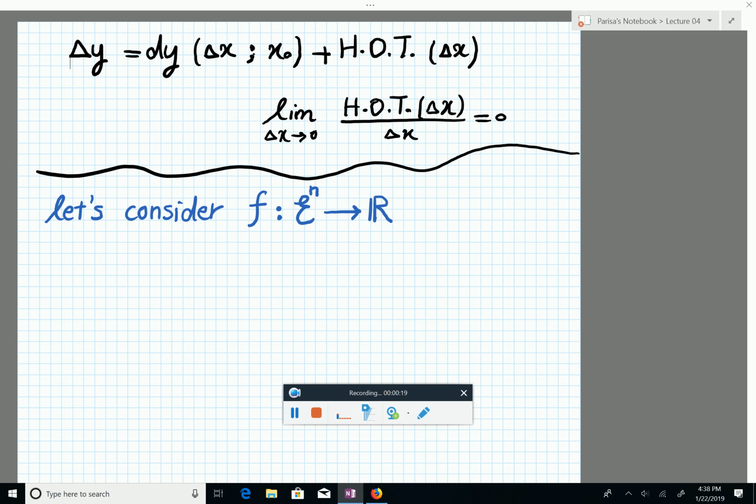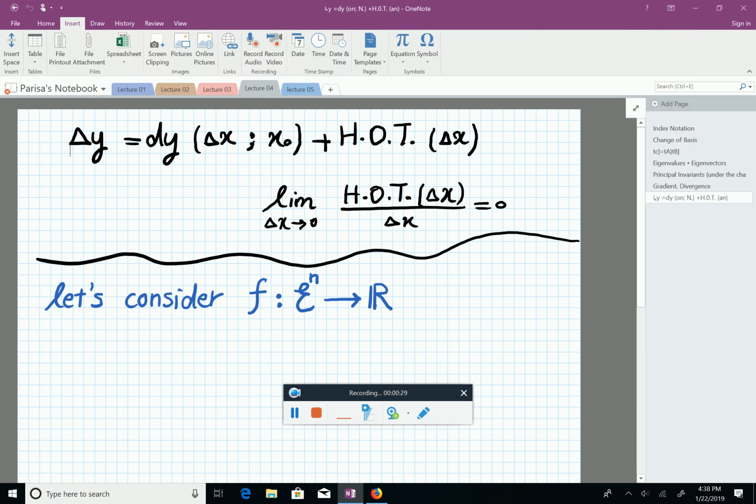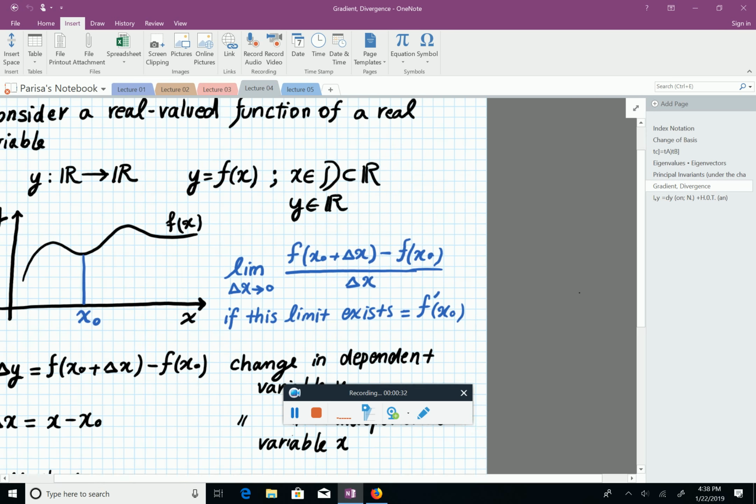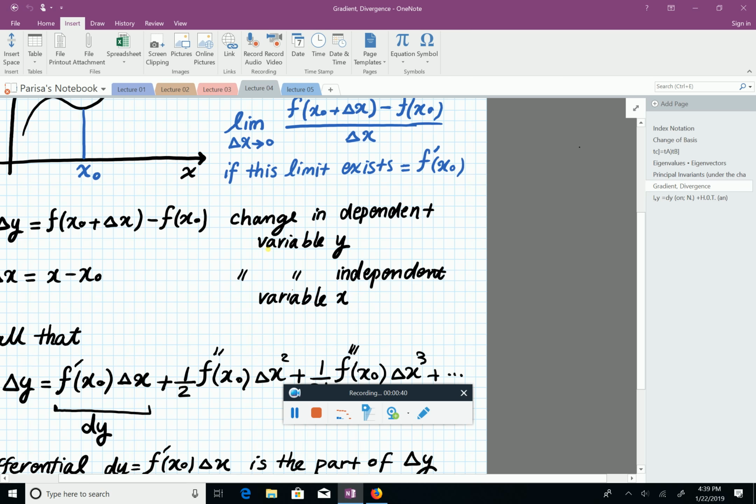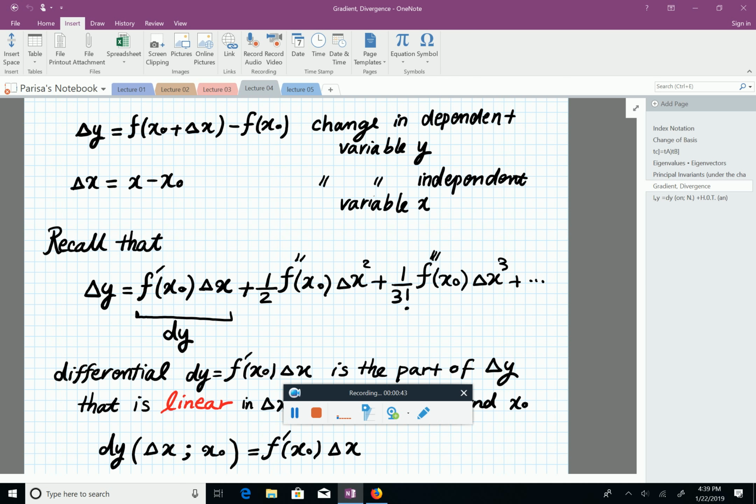Yeah, so here I wanted you to pay attention again, or remember, the concept of differential. We looked at the simple scalar valued function of a scalar, and then we used the definition of derivative. I tried to convince you that the change in dependent variable y, to the first order approximation, like a linear approximation, would be equal to the differential.